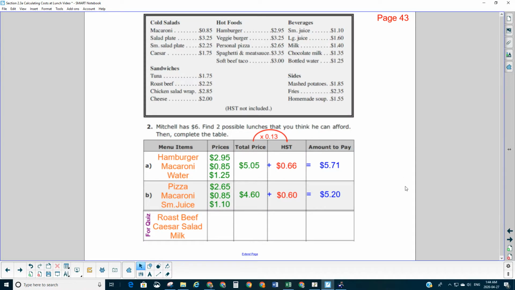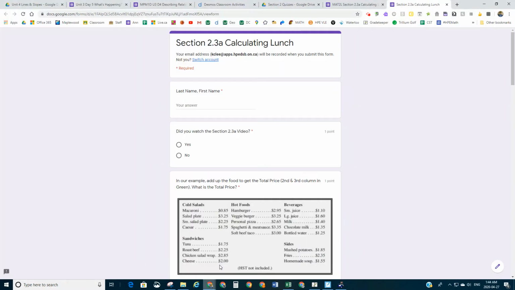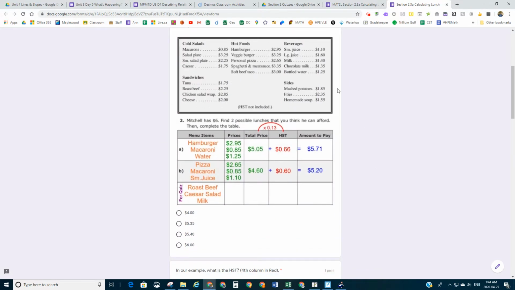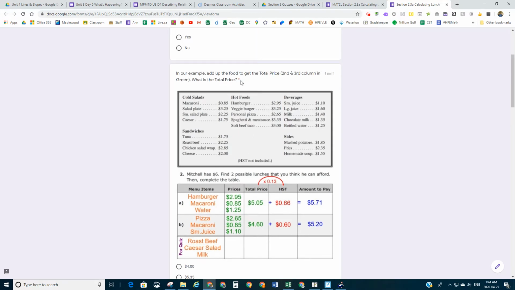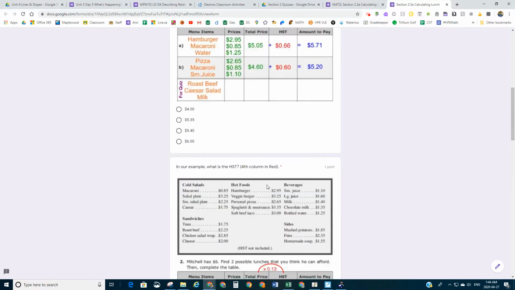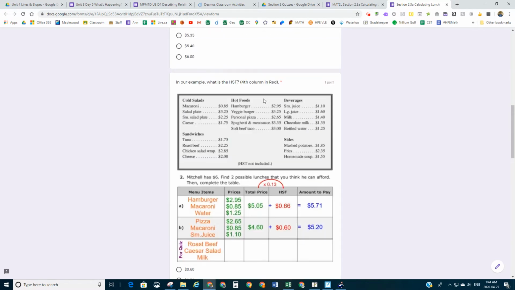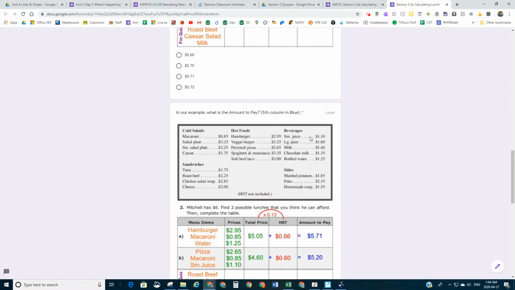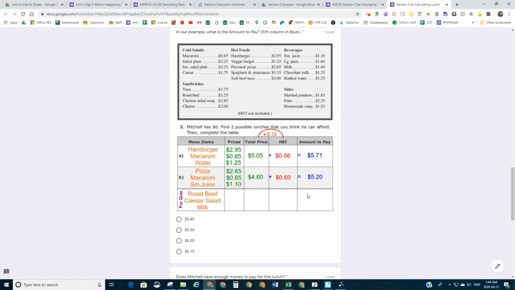So you'll see everything on there, and when you go do the quiz, you'll see it looks exactly like this. There is the menu and the example question. So you can take all these, add it up to figure out the first question. You'll see it's asking for the total price, the green column. Next, calculate the HST. That'll be the red column. And finally, the amount to pay will be the last column.